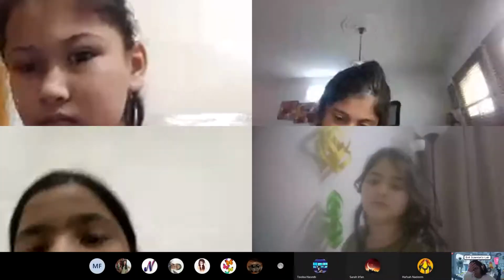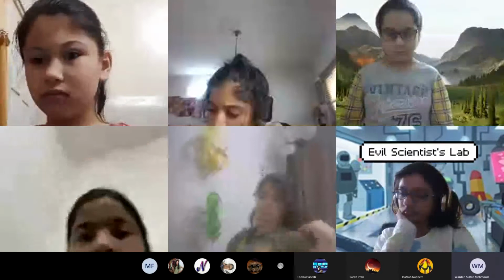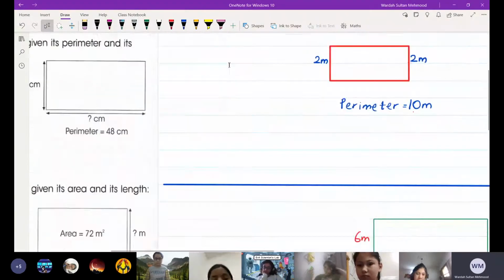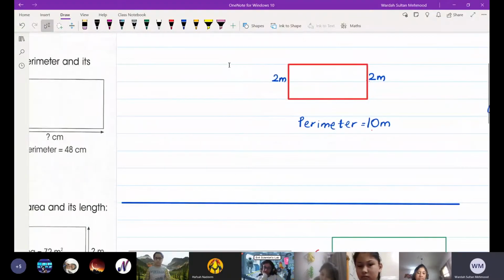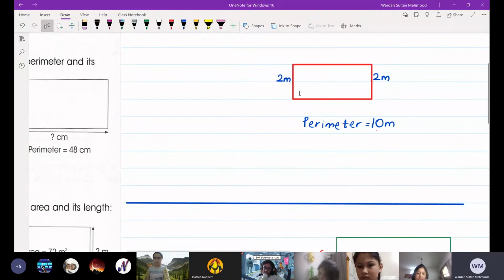Confusing, and I was not even there in those days, so I'm going to explain it to you again. So be very focused, please. Okay, before we start a question, let's quickly revise the formulas for perimeter and area.